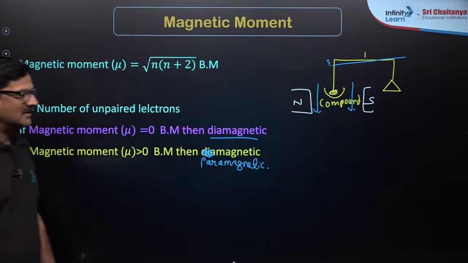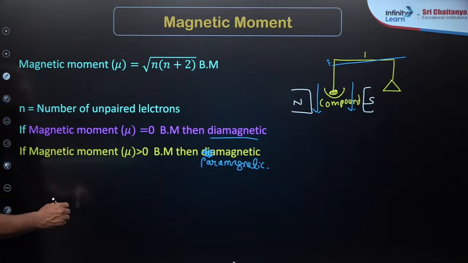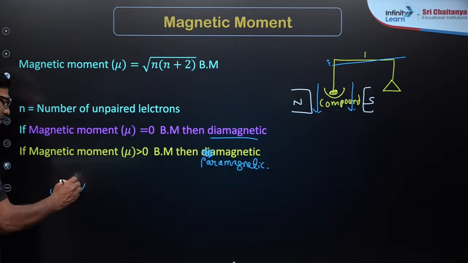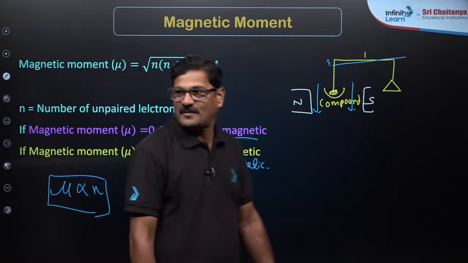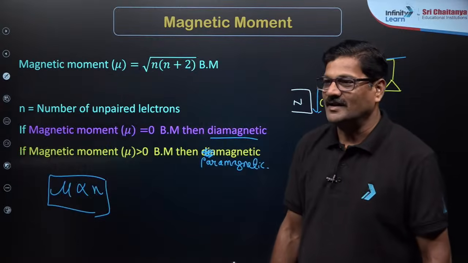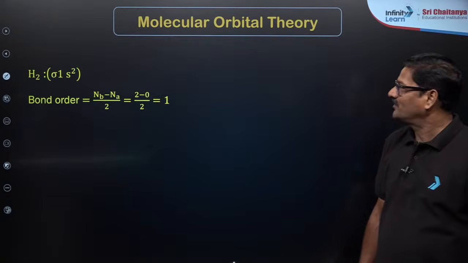So you can say the magnetic moment is directly proportional to n, isn't it? Understand? Thank you, Geeta Madhuri, thank you.